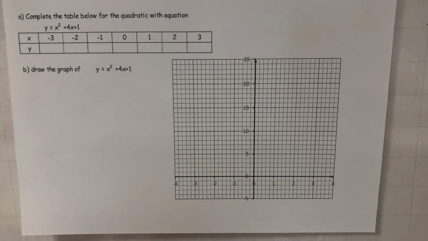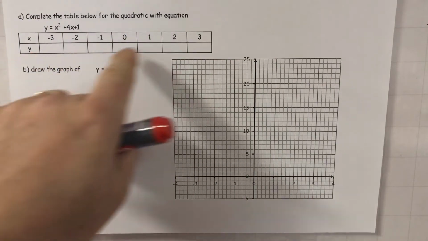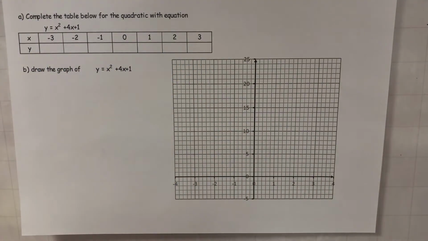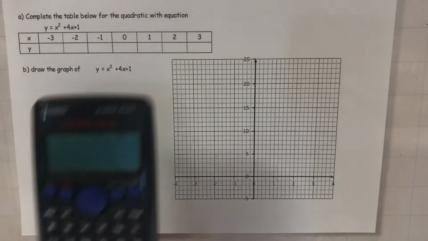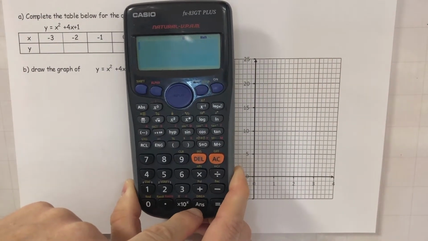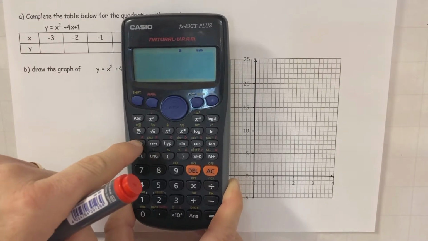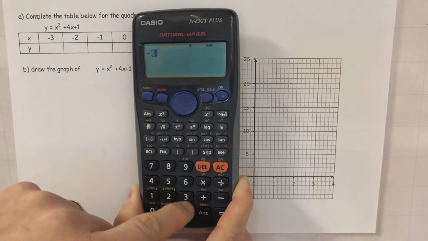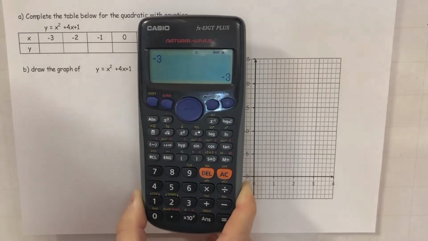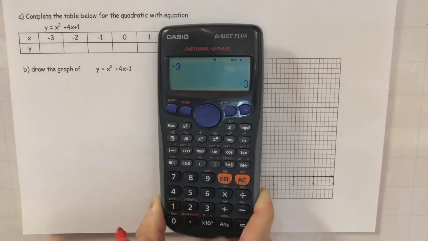Okay, to draw the quadratic curve, first of all we have to work out all of these coordinates. Now the easiest way with the new Casios is to make use of this button down here, the answer button. If we type in that x coordinate using the minus button up here, -3, and then press equals, might sound bizarre, but what we've done is we've put that number into that button.